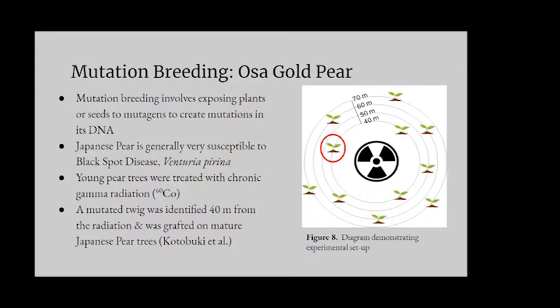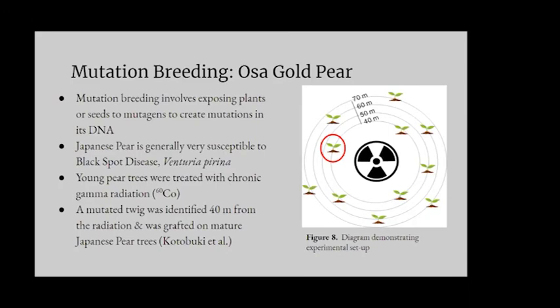The last type of breeding is the one involving pears. This type of breeding is mutation breeding, which uses radiation to change the DNA, and it can either cause an early stop codon to appear, or insert a codon which causes a new protein to form. The particular pear that we looked at was the Japanese pear, which was very susceptible to black spot disease.